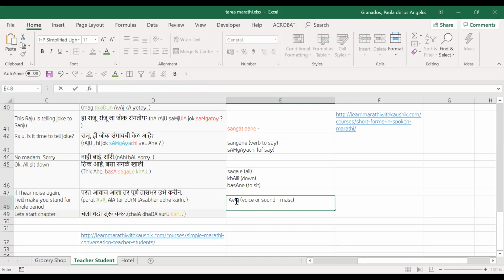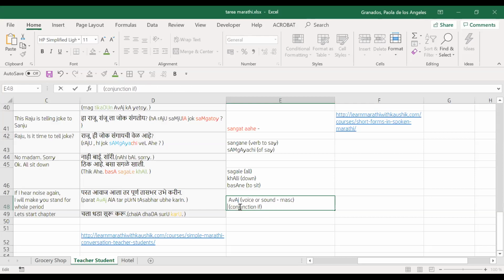Okay, anyway, you can add if you have anything from your notes, so feel free to unmute and add. Parat is the conjunction, sort of if. Parat is again. Then the if is not there, so it's just again.